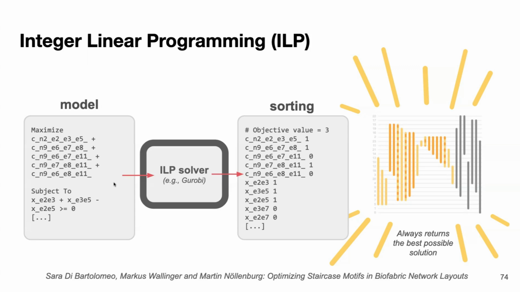The model is just a series of unassigned variables that are tied together by constraints. The solver is going to assign values to these variables so that the objective function is either maximized or minimized, and then it returns just a variable assignment, just values assigned to the variables, and that represents the sorting of nodes and edges. This problem in particular is interesting because you need to do the nodes and the edges at the same time in the same problem.